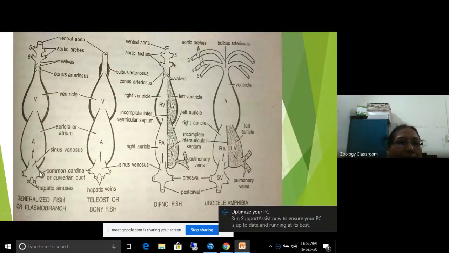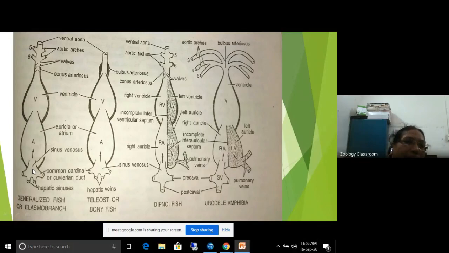So this is the first one, the hepatic sinus and common cardinal. There is a formation of the sinus venosus. The sinus venosus opens into the auricle, guarded by a valve called the sino-auricular valve. Then this is the auricle. The auricle opens into the ventricle, with the auriculo-ventricular valve. This is the ventricle, it is muscular, and it opens into the conus arteriosus. In the conus arteriosus there are three pairs of valves, and then it joins the aortic arches, and this is the ventral aorta. There are about 6 aortic arches in the dogfish.